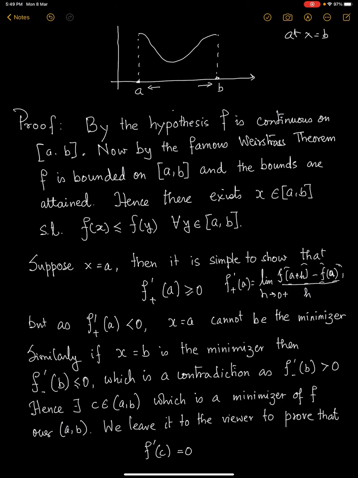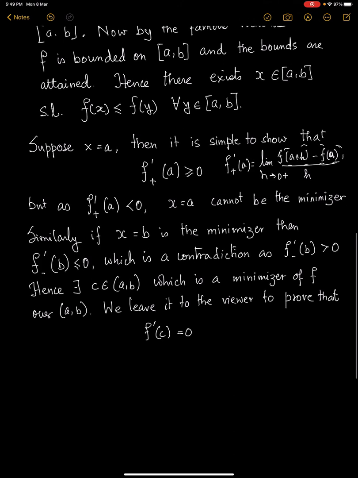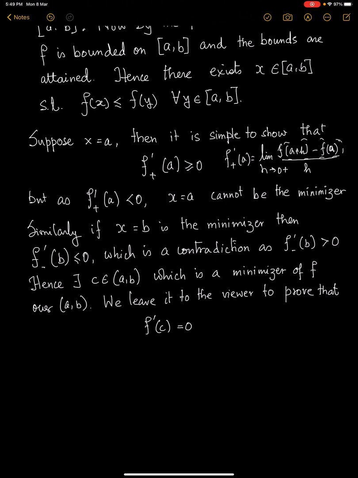Similarly for b, because if b is the minimizer, then the left hand derivative at b should be less than or equal to 0, which is a contradiction of the hypothesis, because f dash minus at b is strictly bigger than 0. So there must be a c in (a, b), which is a minimizer of f over the whole closed interval [a, b]. And I leave it to the viewer to prove, because now it is an interior point, that f dash c is equal to 0. It is very simple to prove.